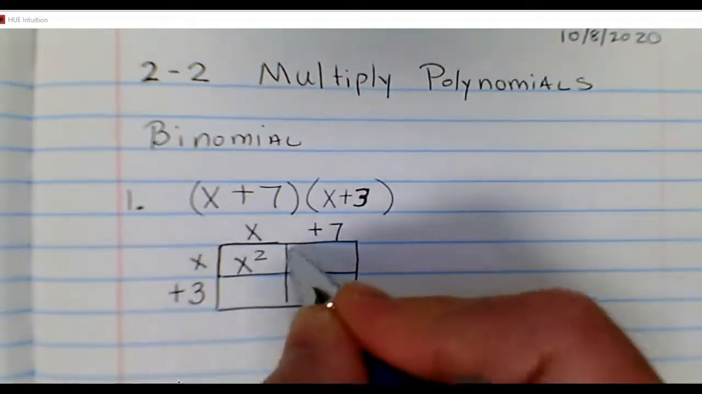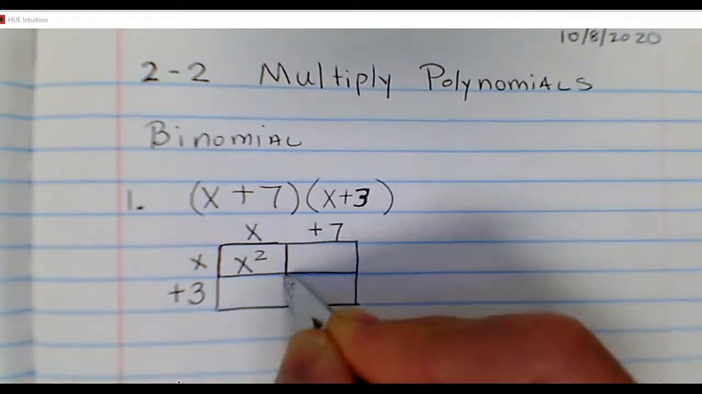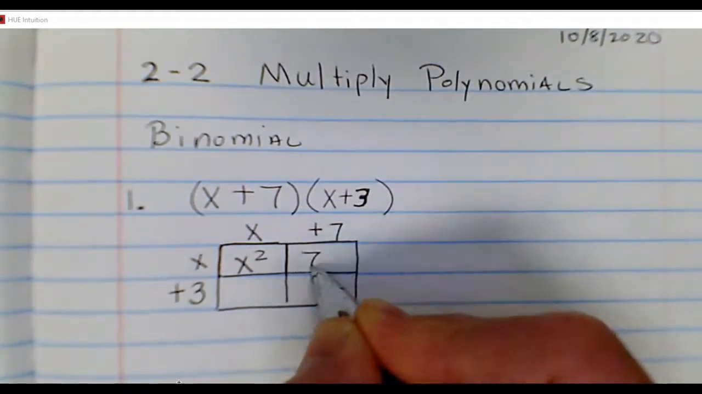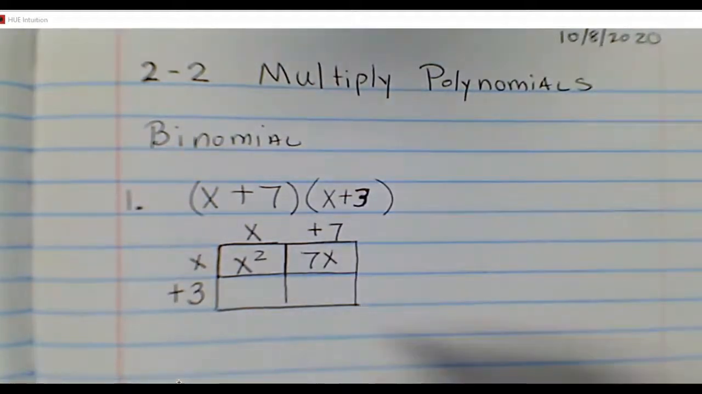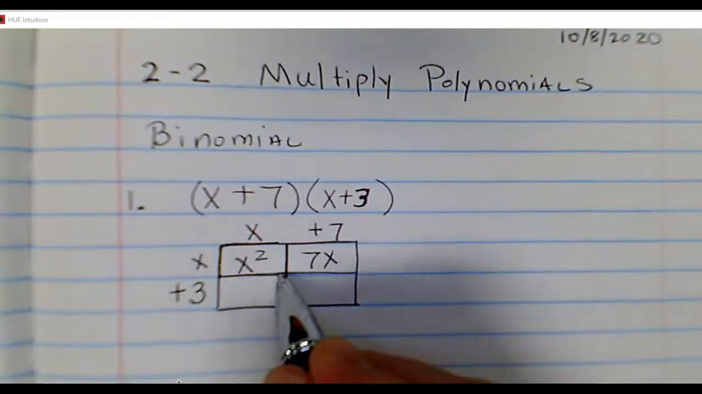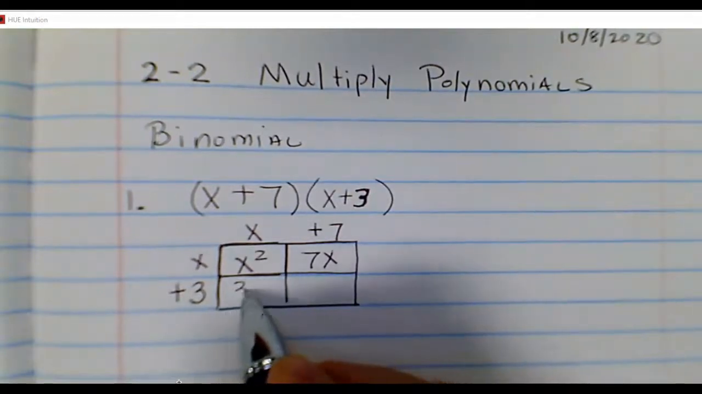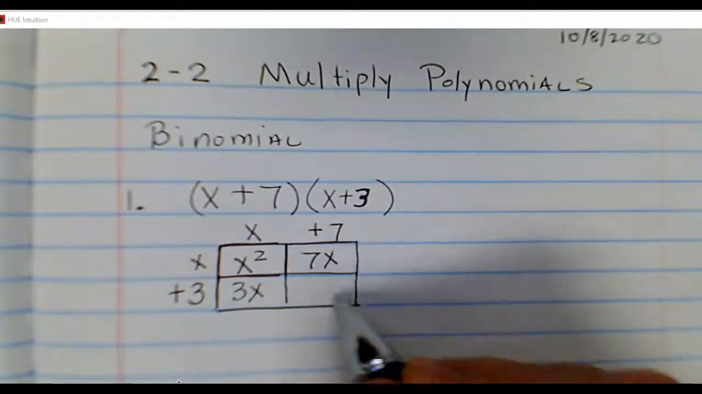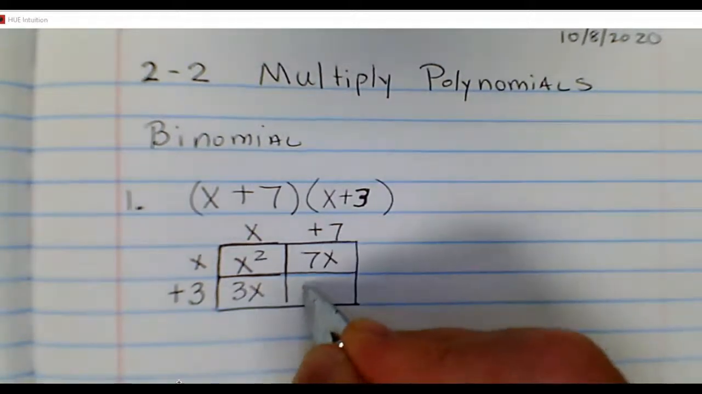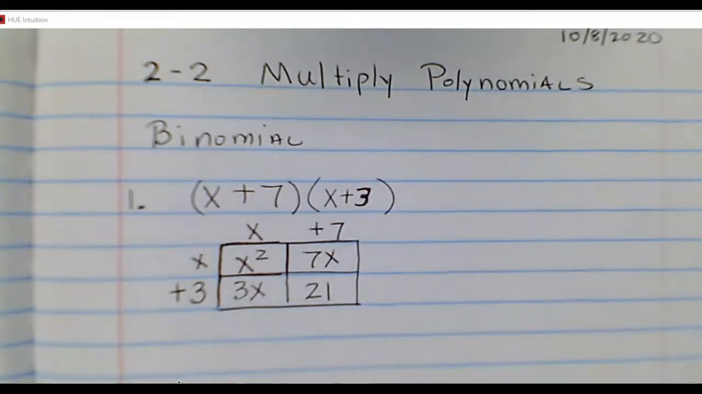If it's x on this side, it's x on this side, so this next rectangle is x times 7. If it's x on the top, it's x on the bottom, so x times 3 is 3x. And the area of this one over here is 3 times 7, which is positive 21. Another reason I like the box method is it keeps everything organized. If you're missing a number in the box, that means you haven't multiplied it together and you're missing something. And so it becomes very obvious by using the box method.